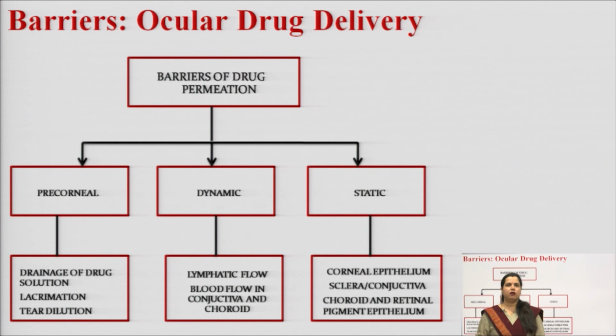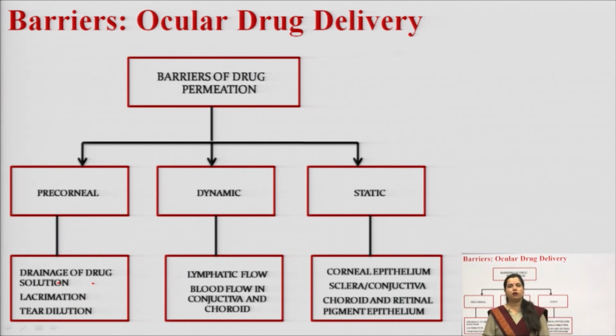Now, what are the barriers of drug permeation? As we localize our ocular preparation in the eye, we have to know about the ocular barriers. What are the ocular barriers? Number one is precorneal, second is dynamic, and third is static. It is divided into three main categories in which different concerns are there. In precorneal, you see drainage of drug solution, lacrimation and tear dilution.